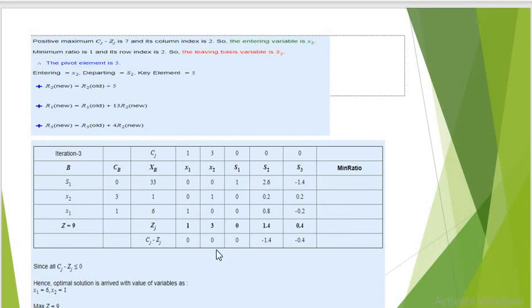And we can see that the net values are less than or equal to 0. That means we have reached the optimal solution, and the optimal solution is x1 equal to 6 and x2 equal to 1 and the maximum value is equal to 9.